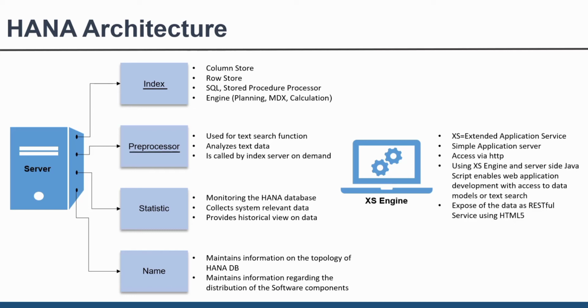The next server is a preprocessor server. This server is majorly used for text analysis. So the engines required for text analysis are part of this server. The next server is a statistics server which is used for monitoring HANA database, collecting the data related to the system, and this is generally used by base system.